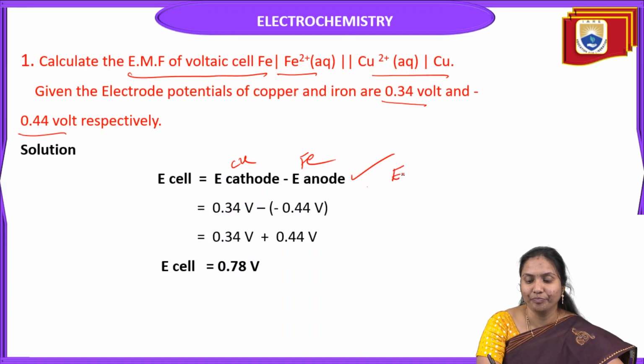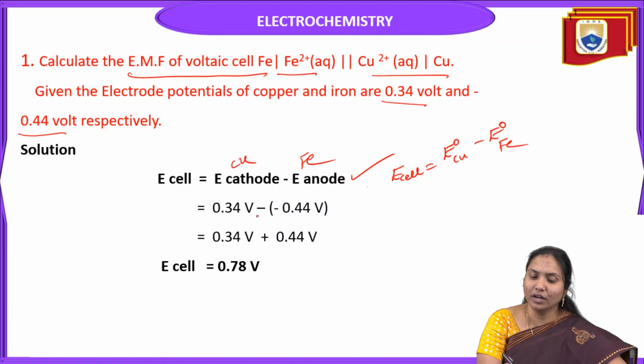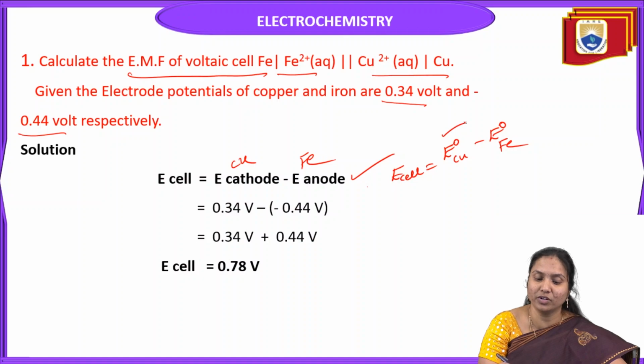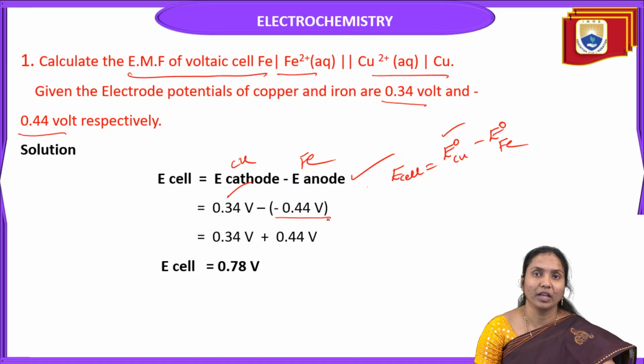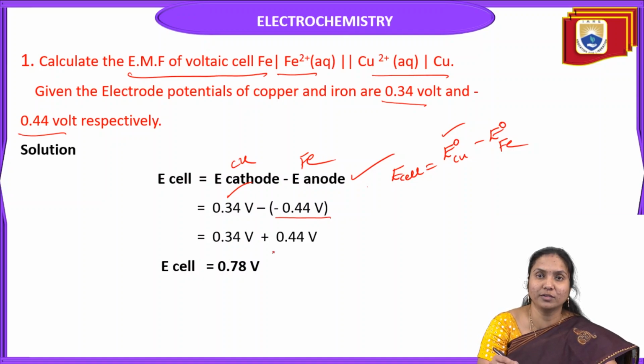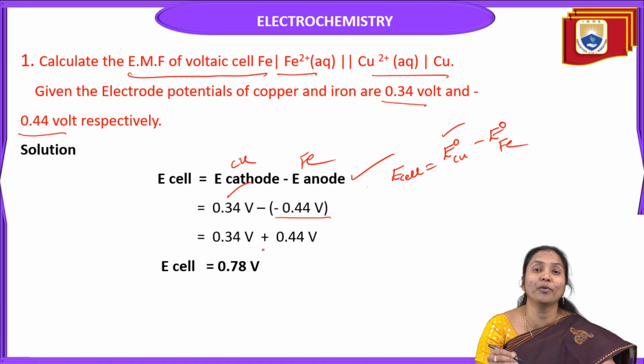So E cell equals E naught copper minus E naught iron. We already know the electrode potential of copper is 0.34 volts, and the anode, iron, has an electrode potential of minus 0.44 volts. So it is 0.34 volts minus (minus 0.44 volts), which is 0.78 volts. So the EMF of the given voltaic cell is 0.78 volts.